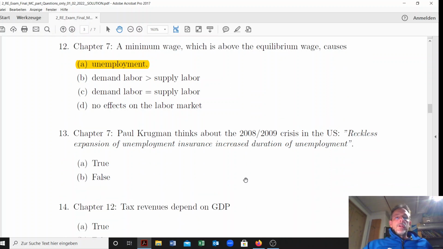Chapter 7, Paul Krugman thinks about the 2008-2009 crisis in the US. Reckless expansion of unemployment insurance increased the duration of unemployment. This is wrong. It is a case that somebody else said this. It was not Paul Krugman. Paul Krugman is a left-wing economist, and therefore he would never say this.